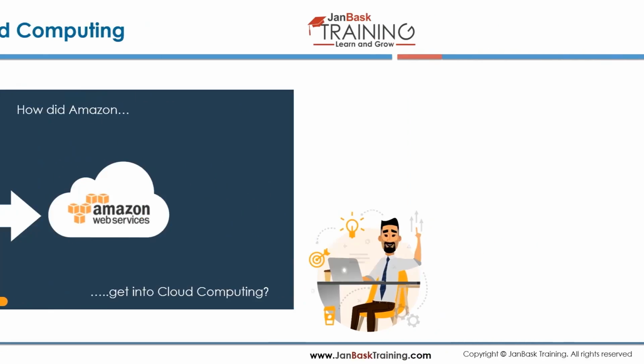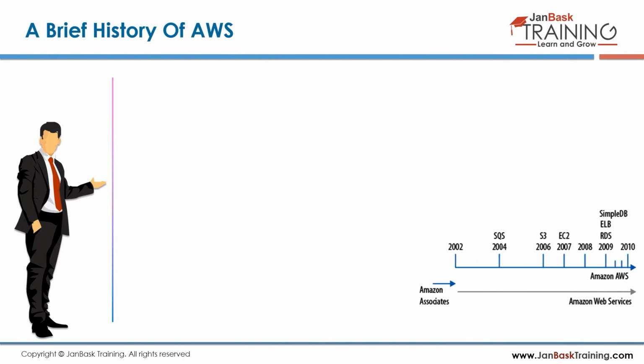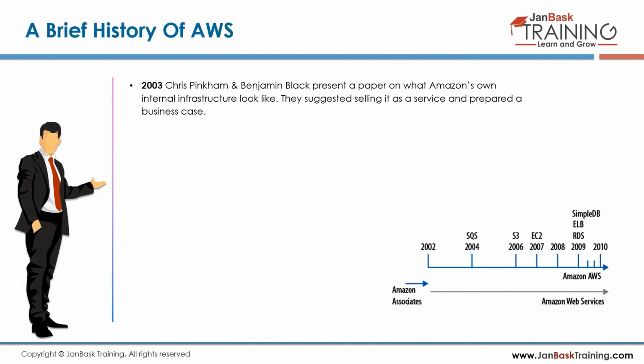So how did Amazon do it? In 2003, there were two guys, Chris Pinkham and Benjamin Black. They presented a paper on how Amazon's internal infrastructure looked. They went into the data center, looked around, and wrote a paper about it. And as soon as they published that paper, they prepared a business case.